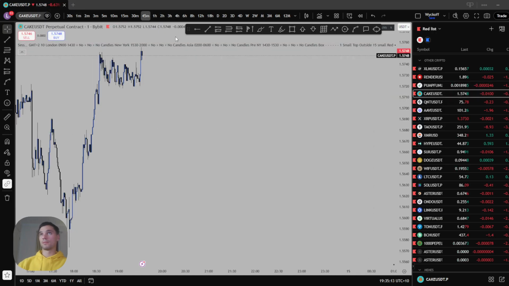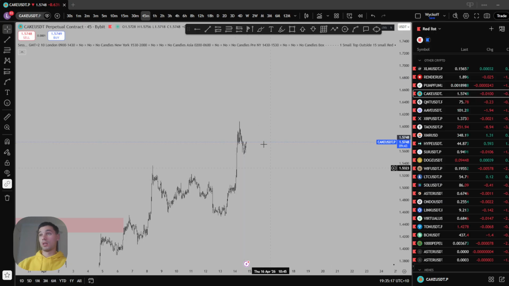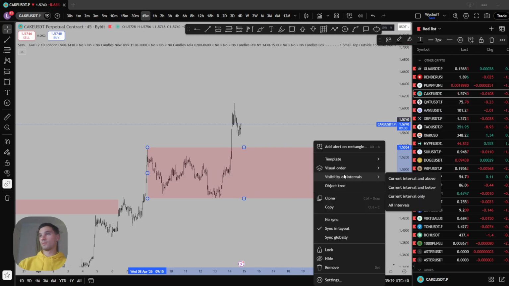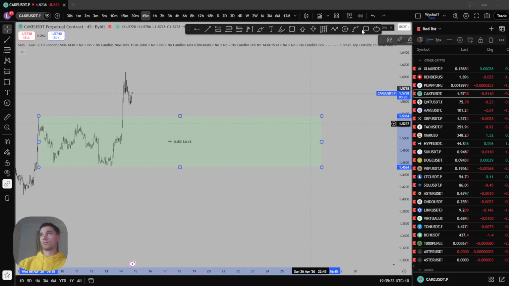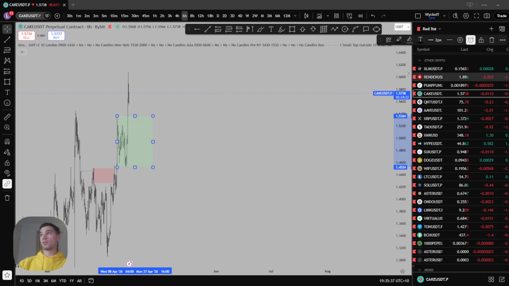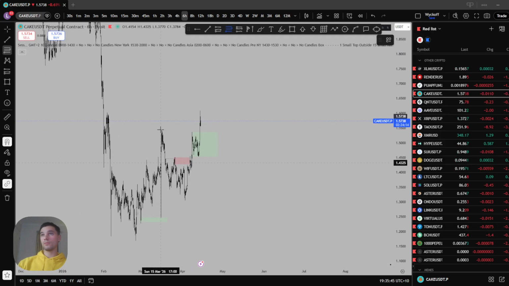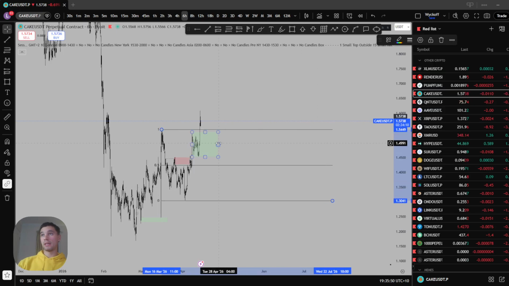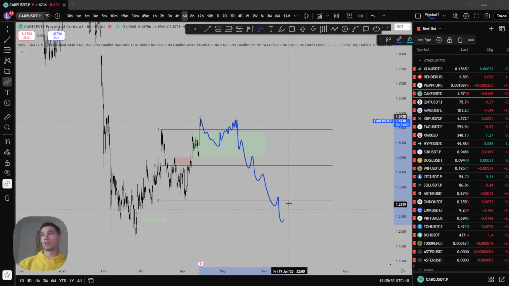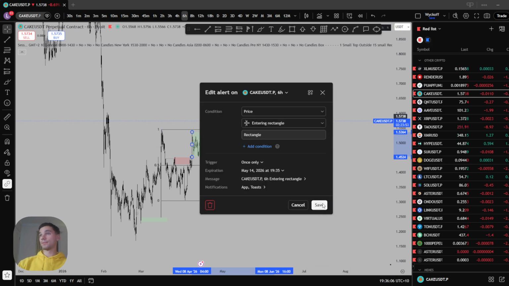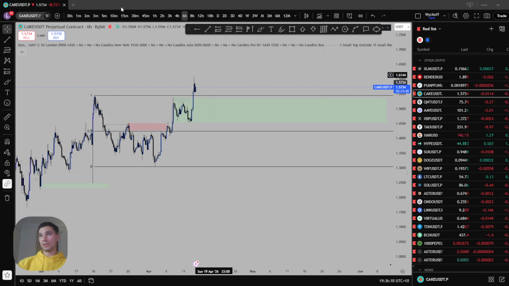Let's have a look at Cake. Wow, wow, wow. Cake is looking interesting. We could be forming a distribution. If we come back in here, mitigate this demand, and then slowly come back up, break structure, then we can look for a reversal back down. But just be a bit patient here because there is heavy, heavy demand below us. So that is Cake.